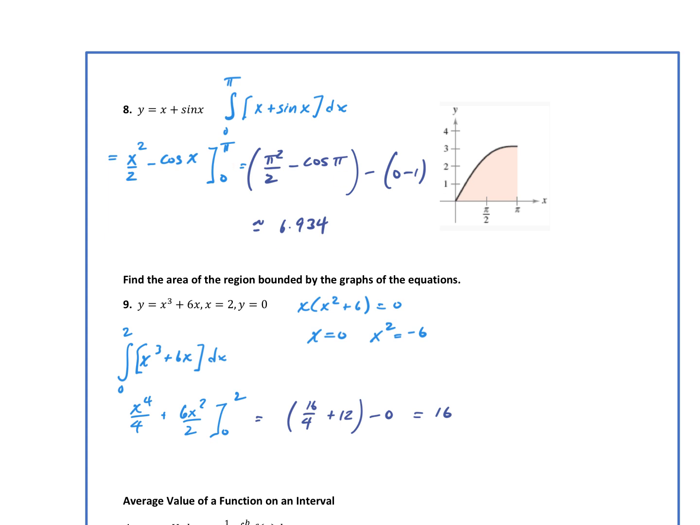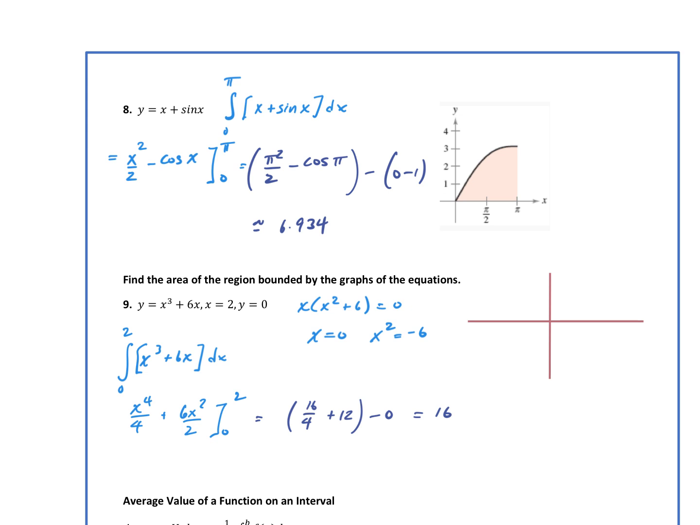All right, next one, same idea. The only difference is they're not giving us the graph, and they're not explicitly giving us the bounds. So what I would do maybe for something like this is, just in your head, get a sketch to understand what it is that you are actually looking for.